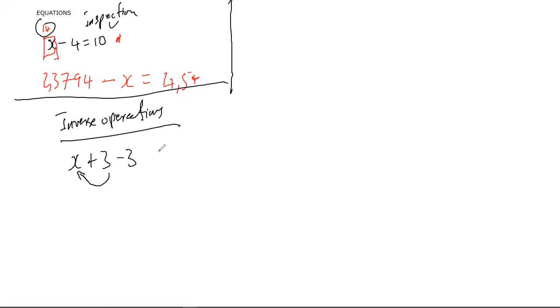So in the case of addition and subtraction, these are inverse operations in the sense that one undoes what the other has done, and usually the result of that will be 0. As you can see, 3 minus 3 is 0.